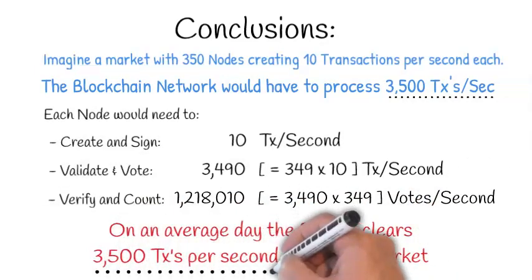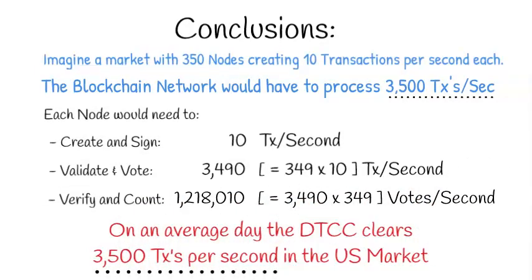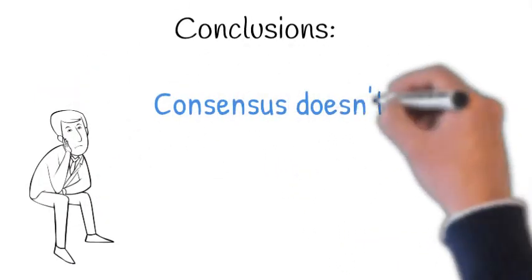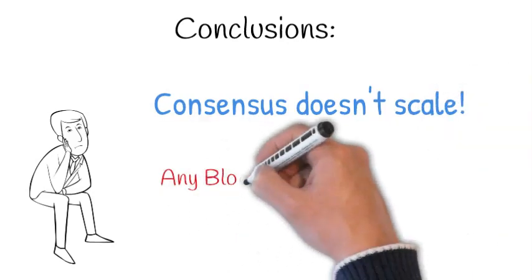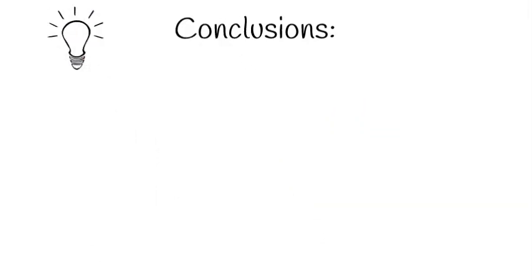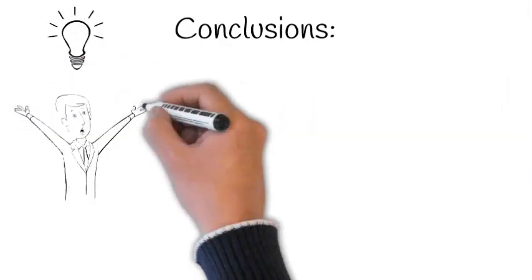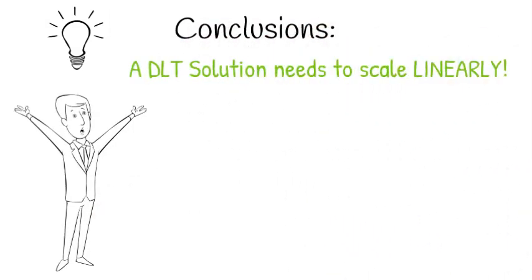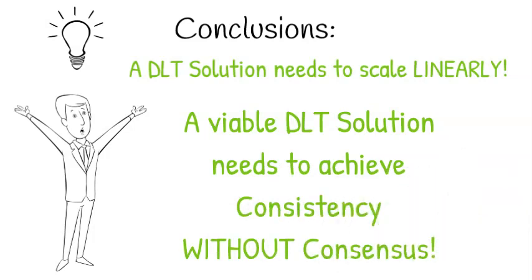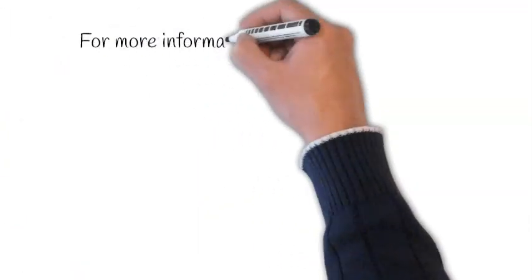But on an average day, the DTCC clears 3,500 transactions per second in the US market. So we've shown that consensus doesn't scale. And any blockchain or DLT solution using consensus doesn't scale either. So this means a DLT solution needs to scale linearly. And a viable DLT solution needs to achieve consistency without consensus.